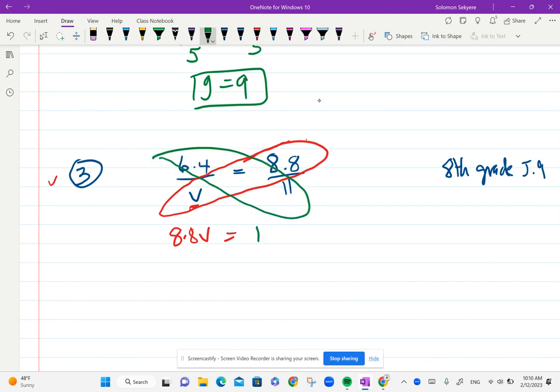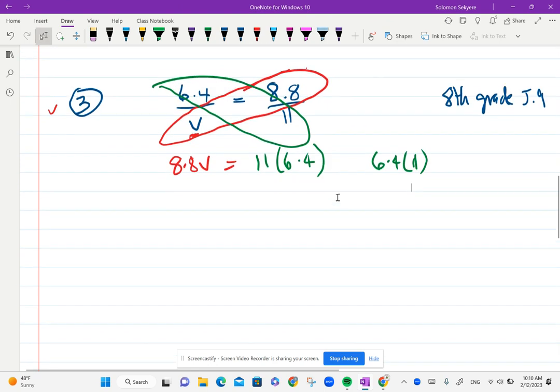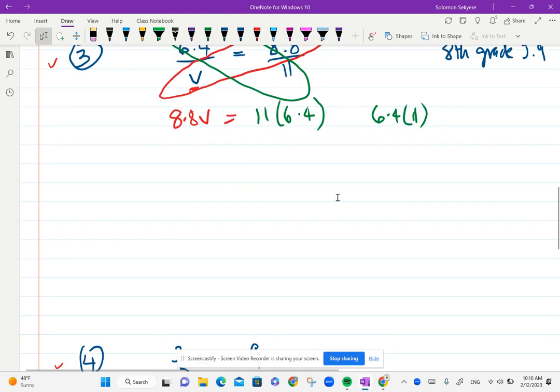8.8v is equal to 11 times 6.4. It doesn't matter, I can write 6.4 times 11, either way. And then you need to find your v. So you divide both sides by what? A number times 8.8 gives you 11 times 6.4. What is that number? We divide both sides by the coefficient. I leave that for you to do.